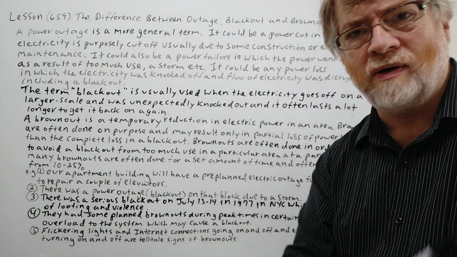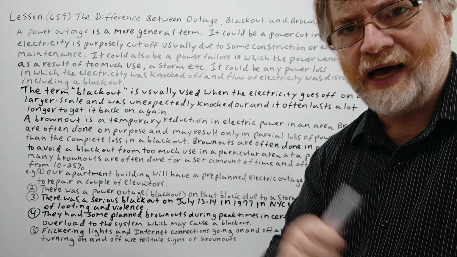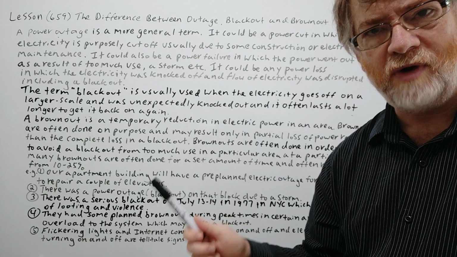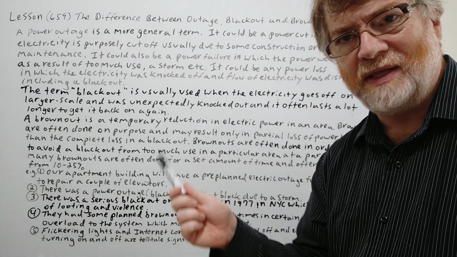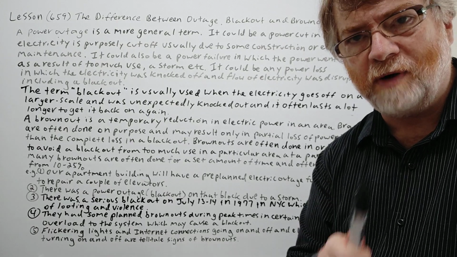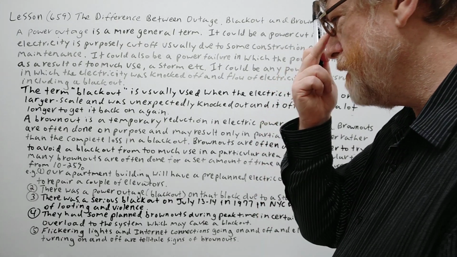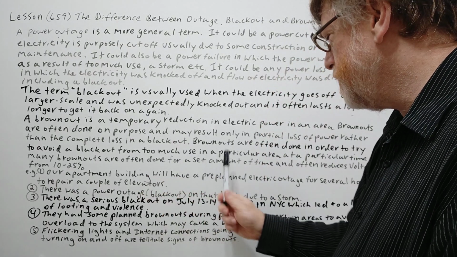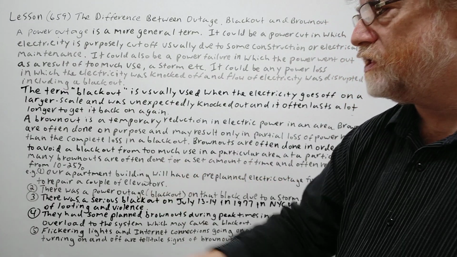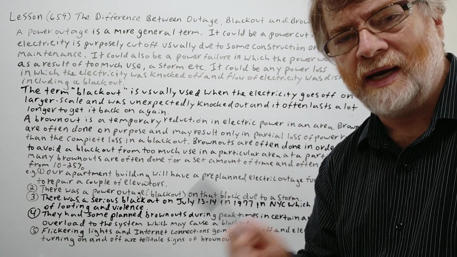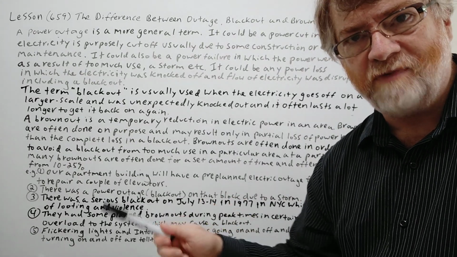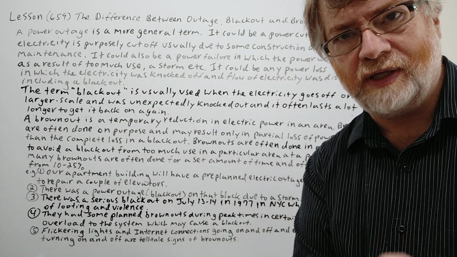So if it was the summer and there was a lot of high electrical use, everybody's using their air conditioner or whatever, and they realize that maybe there's a risk that there might be an overload, then they may purposely do some brownouts. Many brownouts are often done for a set amount of time and often reduce voltage by 10 to 25%. So it's not 100%, but 10 to 20%, 25% is the way it usually is.